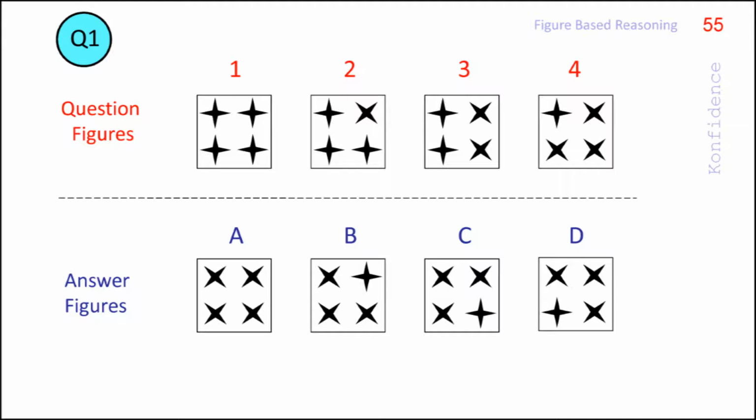So, in short, the number of pluses keep reducing by 1 in each subsequent figure, and the number of stars keep increasing by 1 in each subsequent figure. Now, what will the next figure be? In the fourth figure, we have 1 plus and 3 stars. So, logically, in the fifth figure, there will be 1 minus 1 that is equal to 0 pluses and 3 plus 1 that is equal to 4 stars.